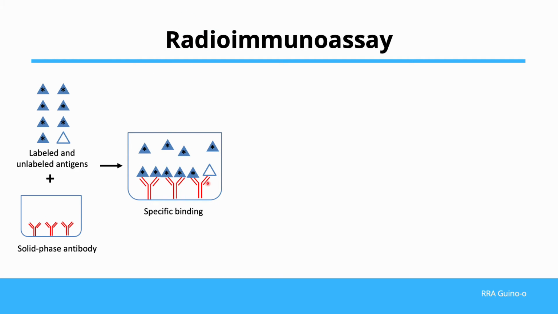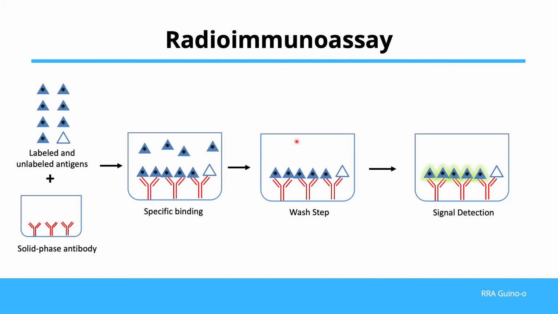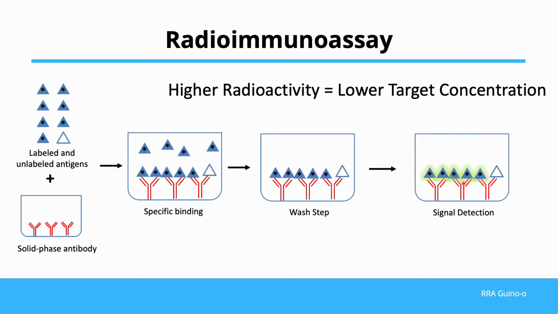Our different antigens compete with each other in order to bind to limited antigen binding sites here on our solid phase. So this is an example of a competitive immunoassay. Then we have a wash step. Because of this wash step, the radioimmunoassay is also what is known as a heterogeneous immunoassay. So the wash step removes any unbound reactants. After, we then analyze the signal given off by our radioactive labels.